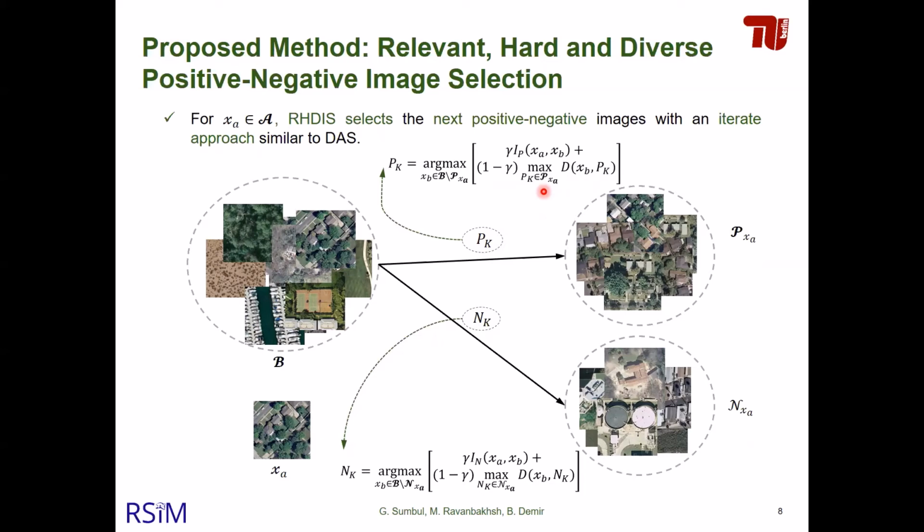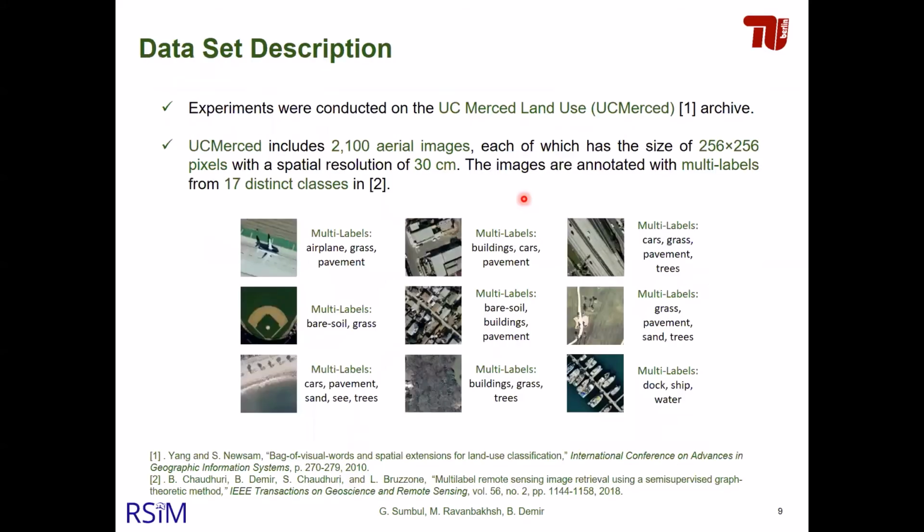Gamma defines the influence of the diversity term. This strategy ensures that the selected positive and negative images for each anchor are informative, in other words hard and relevant, and representative, meaning diverse among each other in the feature space. After selecting the final set of triplets from the mini batch B, the triplet loss is calculated and backpropagated through the backbone. Let me give you the experimental results.